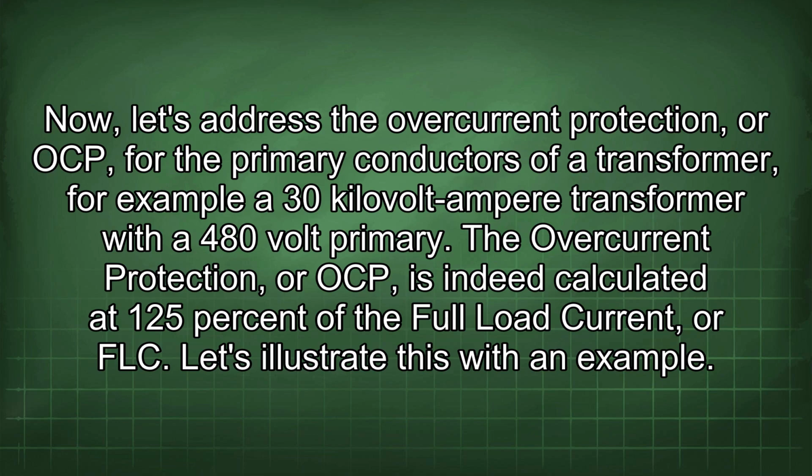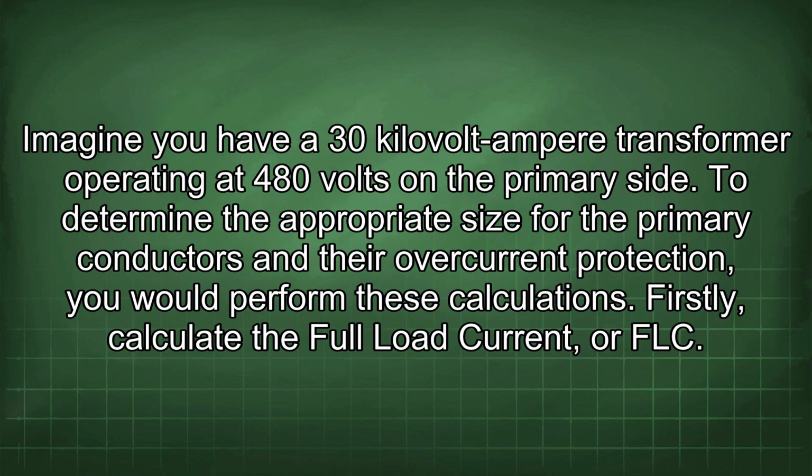Now, let's address the overcurrent protection, or OC, for the primary conductors of a transformer, for example a 30 kVA transformer with a 480 volt primary. The overcurrent protection, or OC, is calculated at 125% of the full load current, or FLC. Let's illustrate this with an example. Imagine you have a 30 kVA transformer operating at 480 volts on the primary side. To determine the appropriate size for the primary conductors and their overcurrent protection, you would perform these calculations.